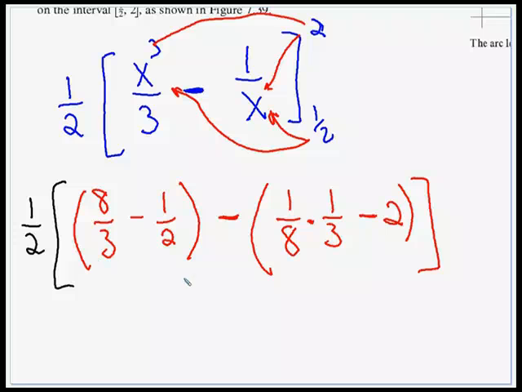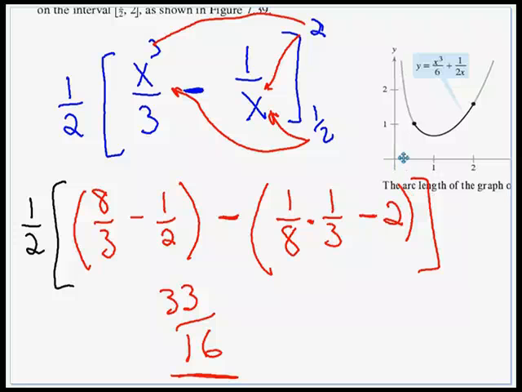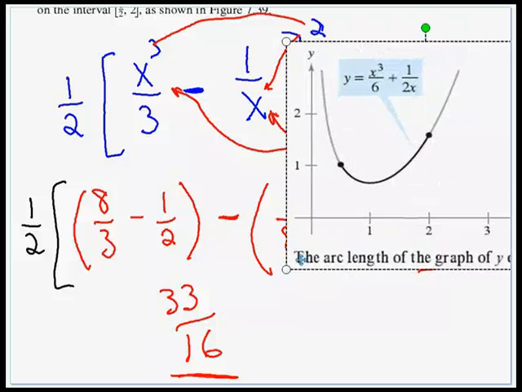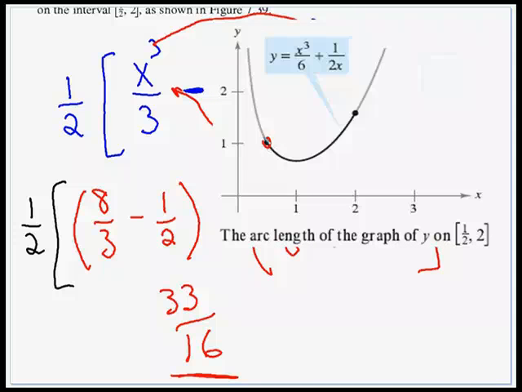And when we work in here, we combine, get common denominators, collect up any like terms. We're going to get 33/16. That is our arc length. Bring the picture back down. That is the arc length from this point to this point. If we are going along and measuring that as we go, it's going to be exactly 33/16 units.